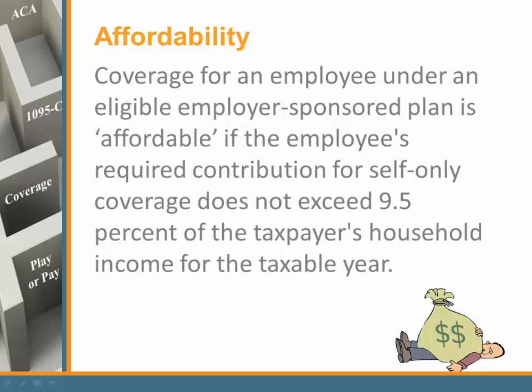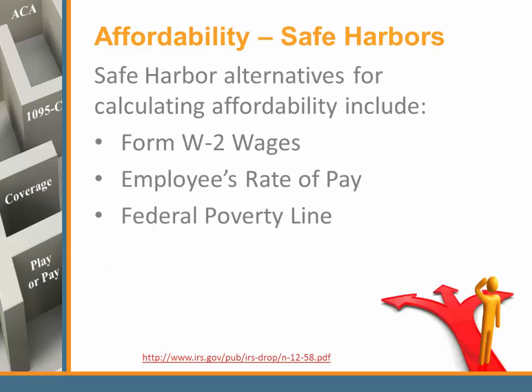The problem with this is that the employer has no way of knowing what the employee's household income is. So to get around that, they created some safe harbor alternatives to calculate affordability. For example, the employer can use the employee's W-2 wages, rate of pay, or the federal poverty line to calculate if the premium amount is 9.5% or less than any of these. If it meets that criteria, then it is considered to be affordable.